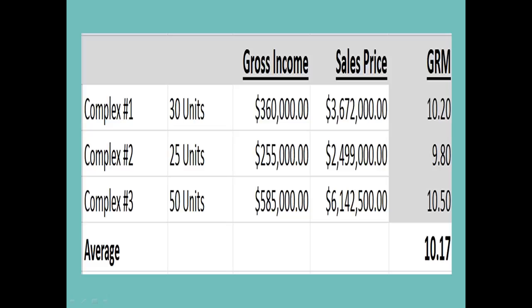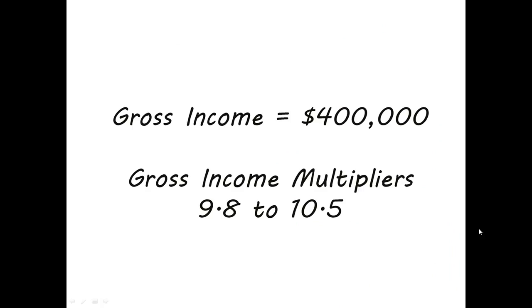How exactly does that help us value the building we're trying to price, the value of the building we're trying to buy? If we know the gross income of the building we're trying to price, and we know a range of gross rent multipliers for similar buildings in the area, we can do simple division and get a range. So let's say we're trying to sell a building, and we know the gross income on our building is $400,000, and the range of gross rent multipliers in the area for similar buildings is about 9.8 to 10.5. We have a range of values.